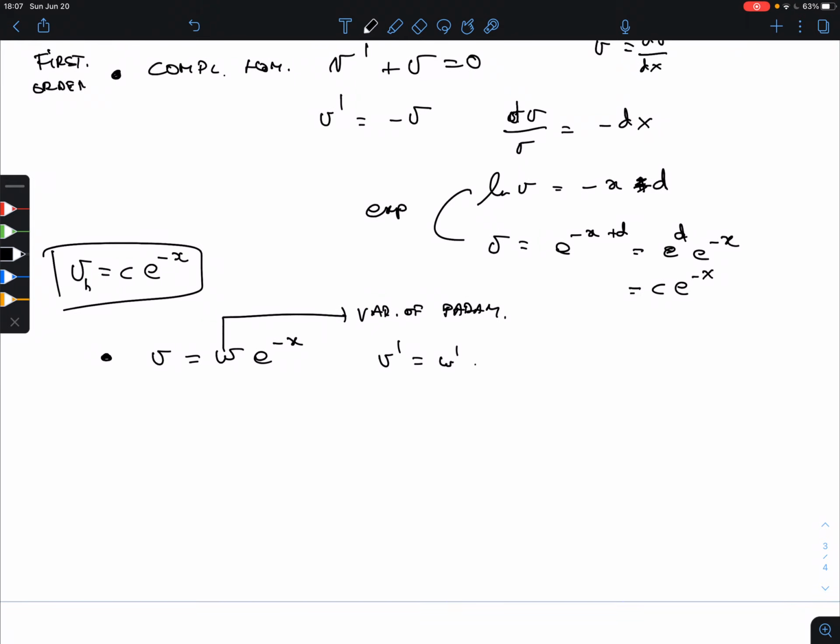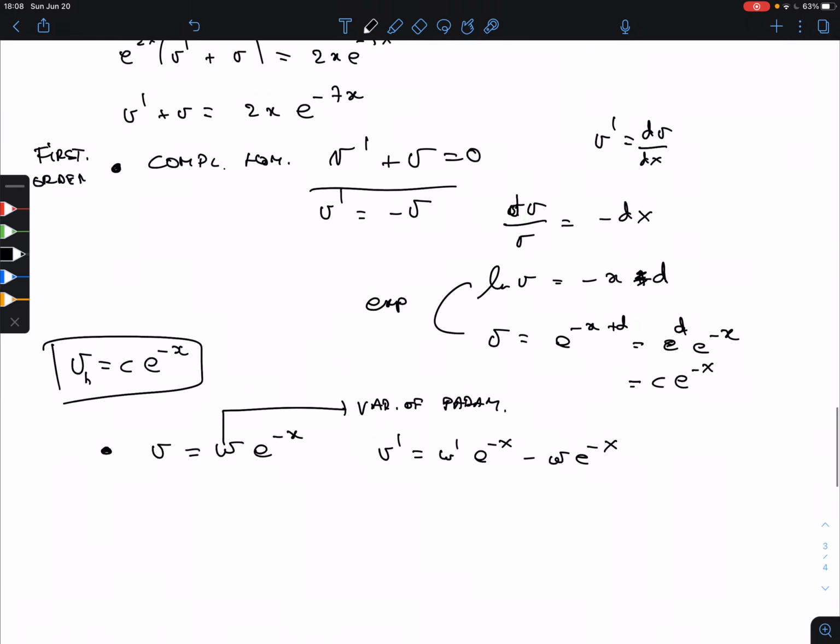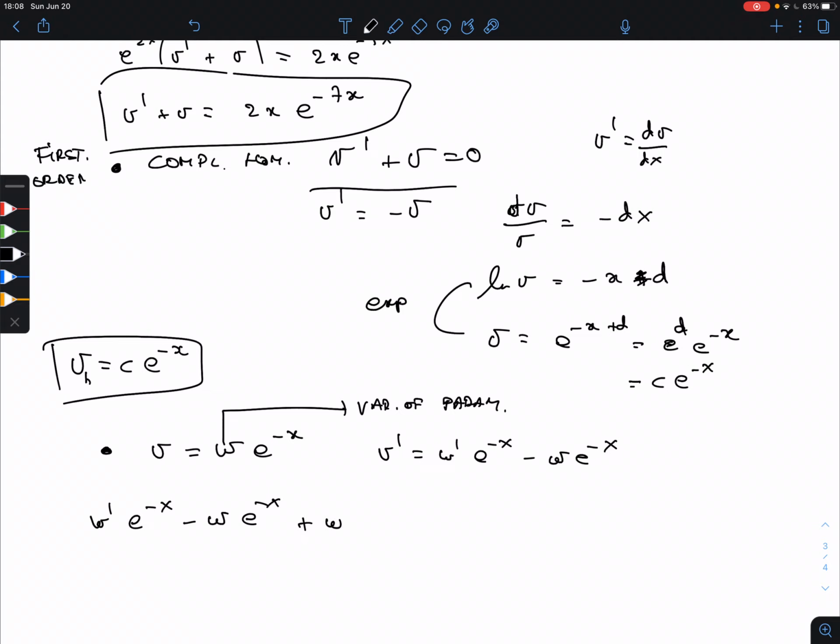So we do v prime. That is w prime e to the minus x minus w e to the minus x, and we plug this in. The equation was v prime plus v equals this guy. So we get w prime e to the minus x minus w e to the minus x plus v, which was w e to the minus x, is equal to 2x e to the minus 7x.